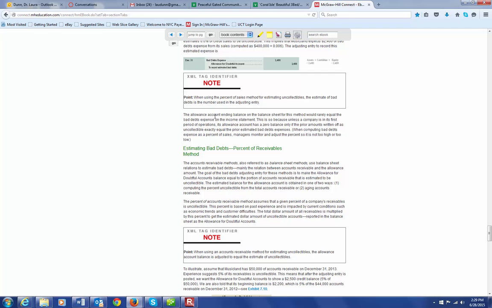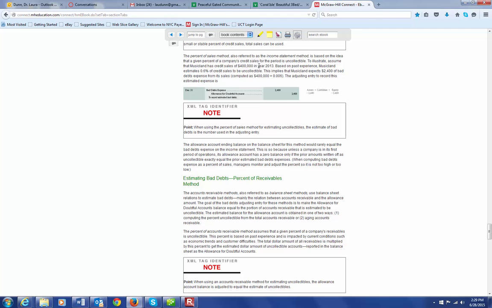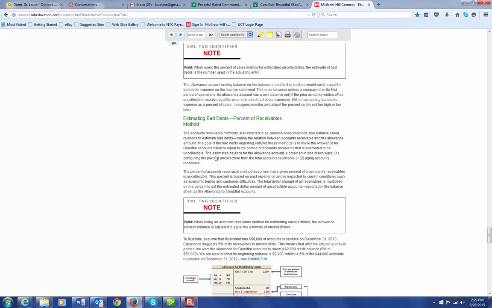And so you're not looking at your sales to determine how much to estimate as bad debt, but you're looking at what amount you have in accounts receivable. And in this case, you're going to compute the percent uncollectible from the total accounts receivable or from aging accounts receivable.